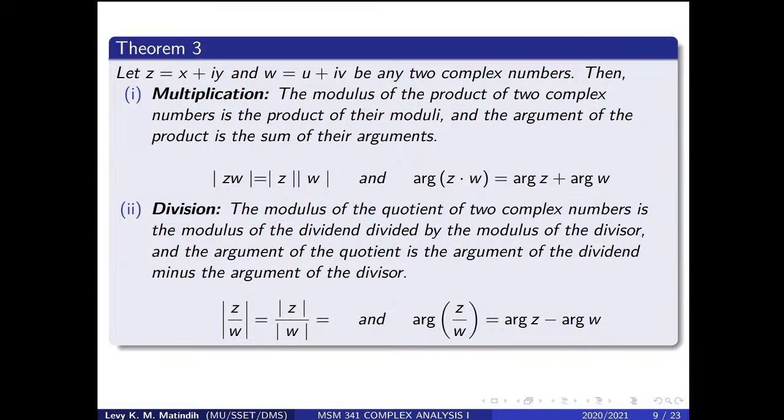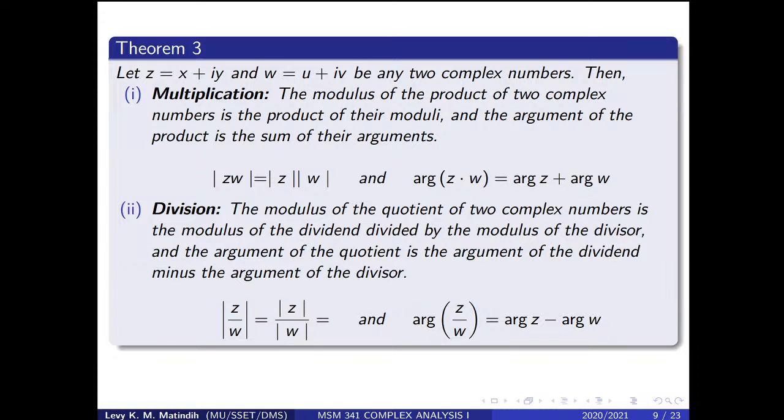So we are saying the modulus of z times w is equal to the modulus of z times the modulus of w. And the argument of their product is equal to the sum of their arguments. So the argument of z times w is equal to the argument of z plus the argument of w.